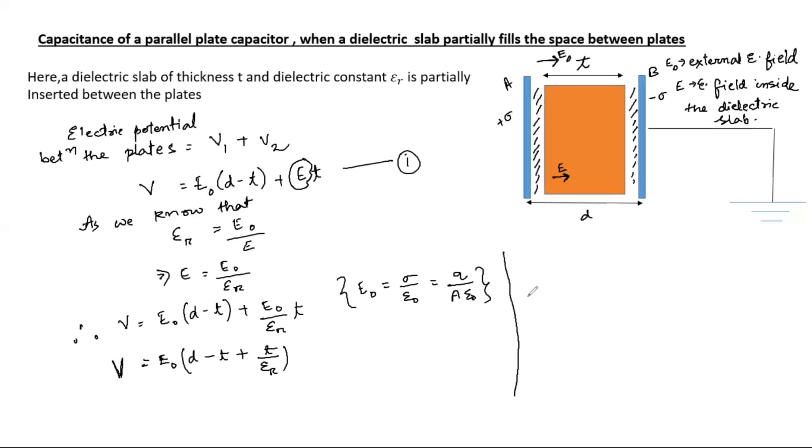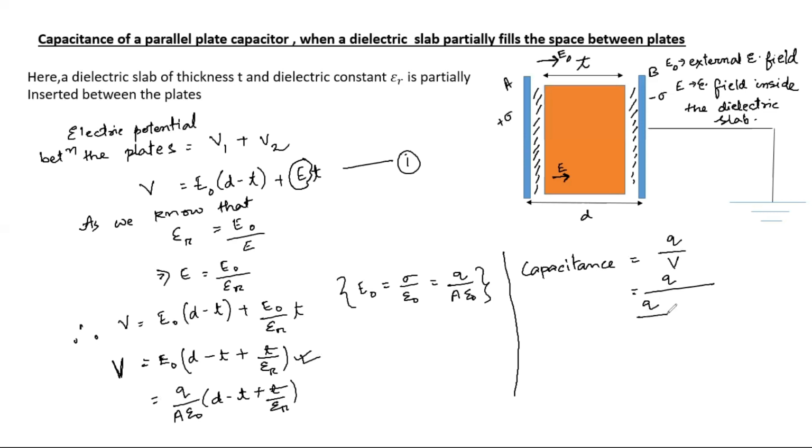Now we are going to derive the capacitance value. Capacitance is nothing but Q by V. We will replace this entire V value in the V part. Q by E naught, and let's replace E naught by Q by A epsilon naught. So it is Q by A epsilon naught times (d minus t plus t by K).